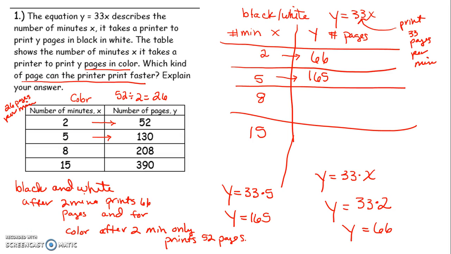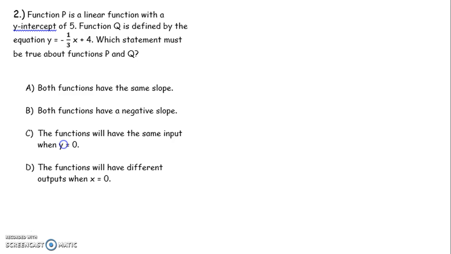Lots of ways to go about and show this. You could have compared the tables, just looked for a certain number of minutes, and saw which printer printed faster. Doesn't matter to me if you go for 1 minute, 2 minutes, or if you compare them at 5 minutes. Any step of the way, black and white is definitely going to be faster. I hope that helps. Let's take a look at the next one.